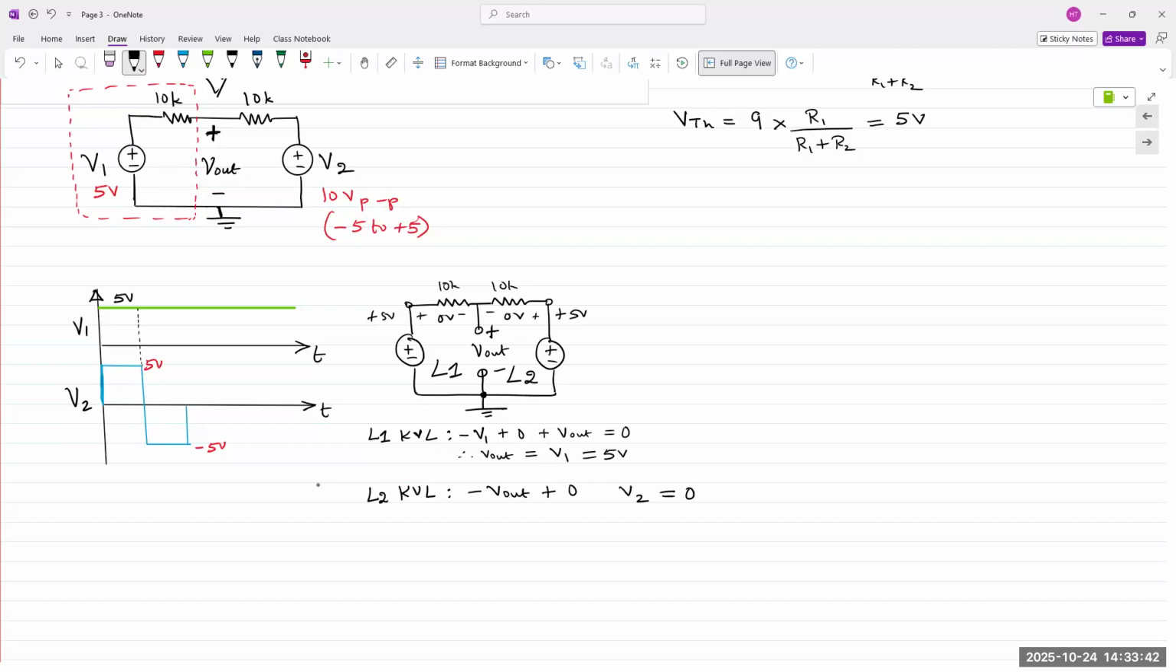Minus, plus, and plus. And I get V out is equal to V2, which is 5 volts. So that confirms my answer. By applying KVL on the left side and KVL on the right side, I obtain 5 volts. That's mathematical proof right there. Okay, that's the analysis.